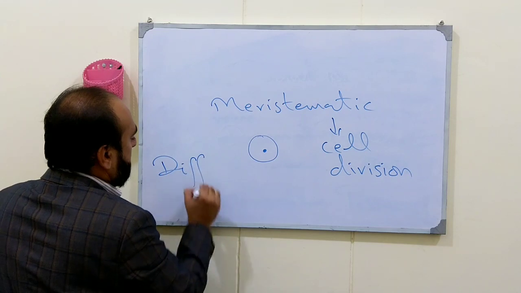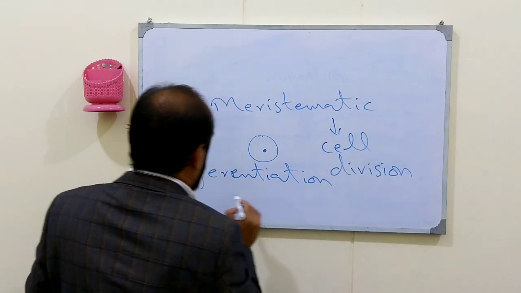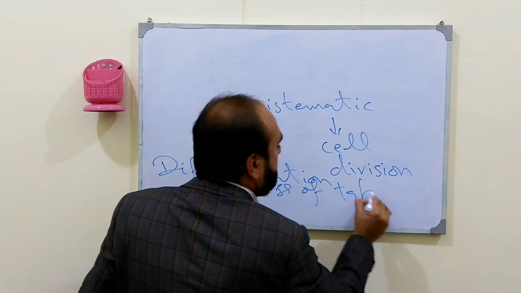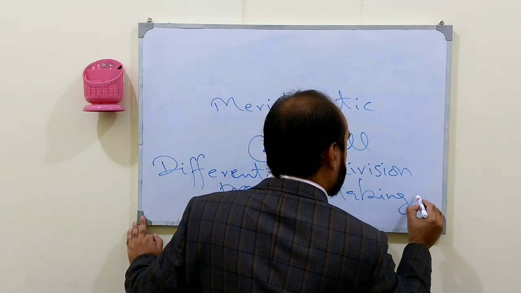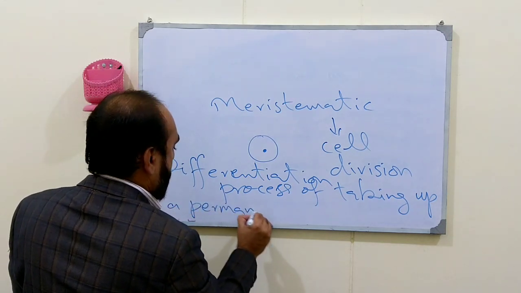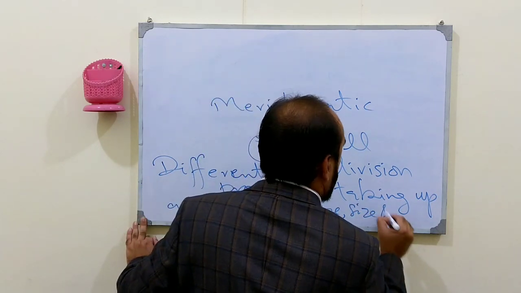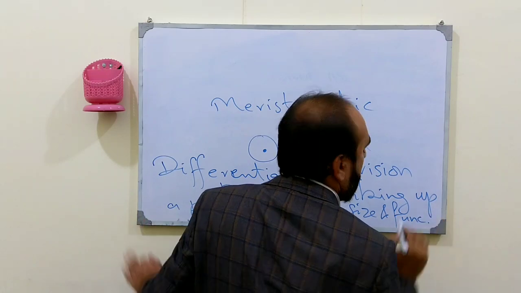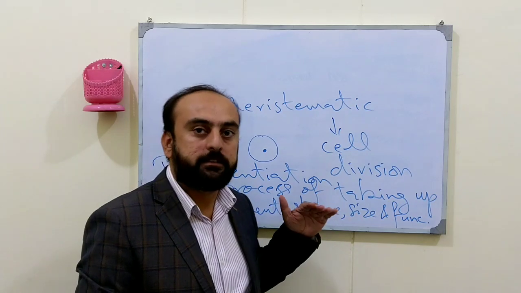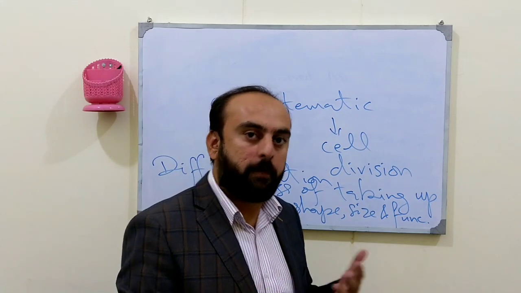Differentiation is the process of taking up a permanent shape, size, and function. For example, the meristematic cells differentiate and become epidermis, and which may form stem and leaves.